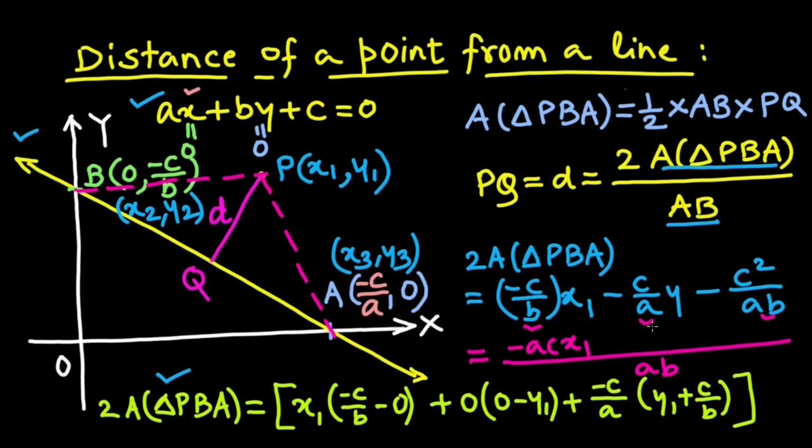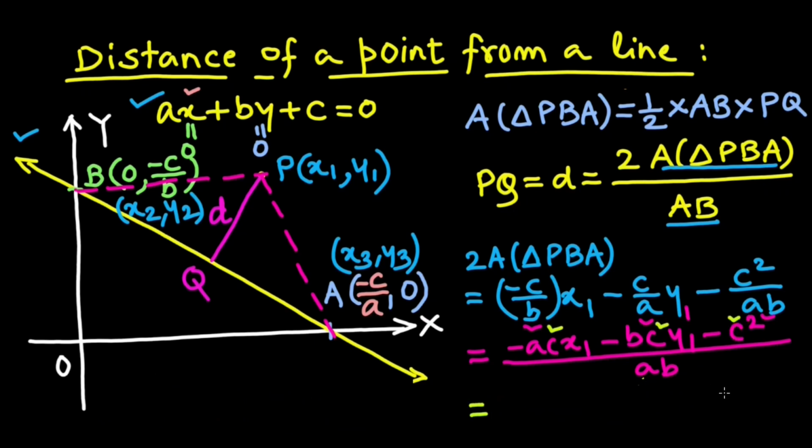ab upon a will be b. So that will be minus bc y1, minus ab upon ab will be 1. So this will be directly minus c square. Since area will be a positive quantity, we will write the further simplification in modulus sign.